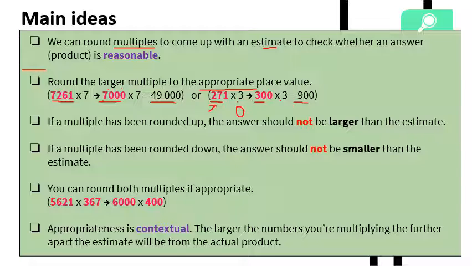So I'm kind of artificially making this number smaller. So the answer shouldn't be smaller than 49,000. If it is, I'd probably say it's not reasonable. You want to be close to 49,000, but it needs to be greater than 49,000.